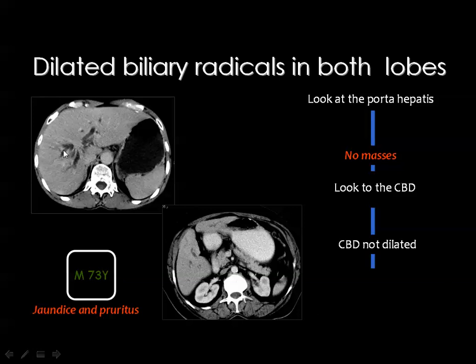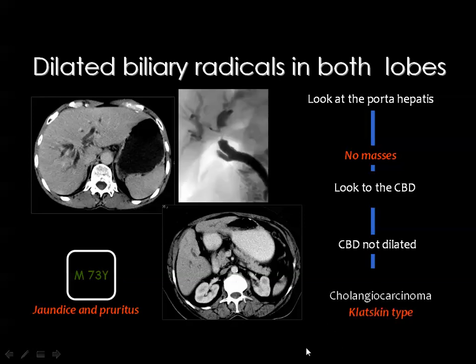Then you see dilated biliary radicals in both hepatic lobes, and you go to the porta hepatis and you didn't find any masses, no masses at the porta hepatis. And then whenever you follow the course of the common bile duct down to the pancreatic head, you find normal findings, and there is no dilatation of the common bile duct. And then you know that there should be a stricture here, which is known as the hilar stricture, or the hilar type of cholangiocarcinoma, which is known as the Klatskin type.